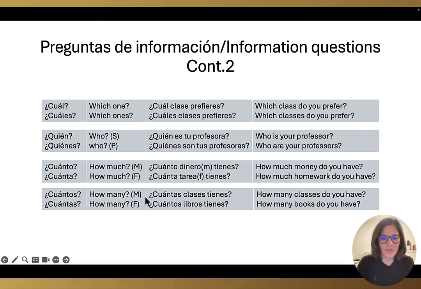That's why it's always in the plural form. ¿Cuántos, cuántas? It doesn't matter if you say, oh, solo tengo una, I just have one. The question will always be in the plural form. So, ¿cuántas clases tienes? How many classes do you have? And then ¿cuántos? I flipped these two. ¿Cuántos libros tienes? Los libros, masculine, right? How many books do you have? You can say, tengo uno, but the question will always be in the plural form, as I said.